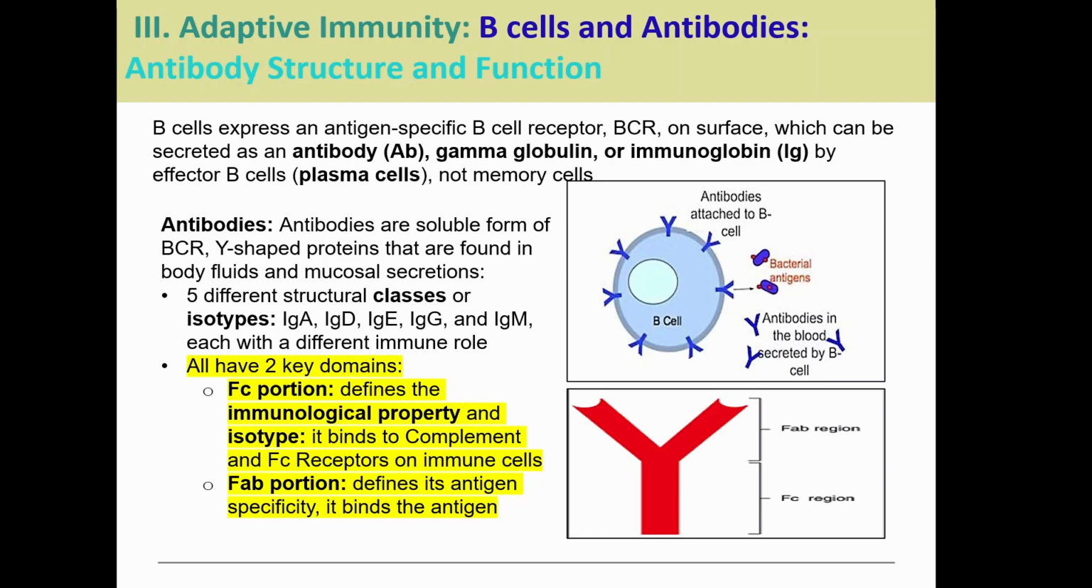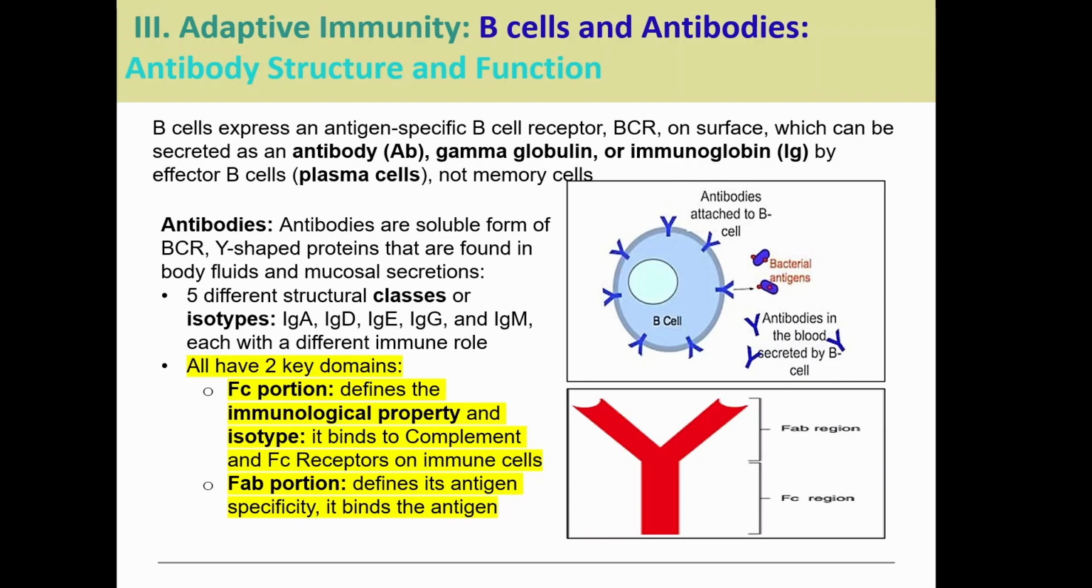The memory cells hold on to information on how to make them. The effector or the plasma B cells actually make them. So antibodies are basically the free-floating soluble receptors. They're found like this little Y shape, and we find them all over the place. Body fluids, secretions, all sorts. And there's 5 different classes or isotypes. I'm going to use the word classes. So 5 different classes: IgA, IgD, IgE, IgM, and IgG.